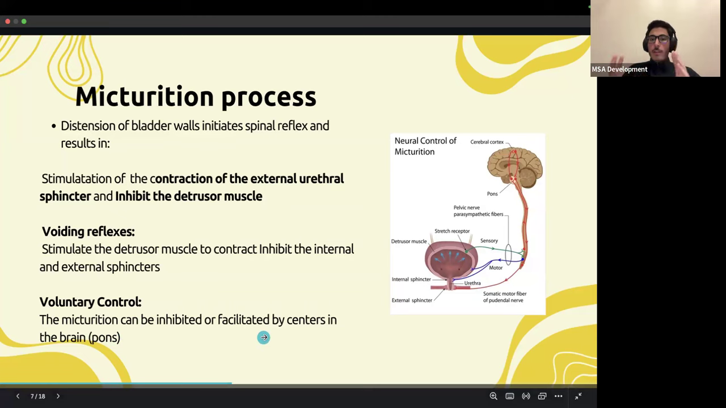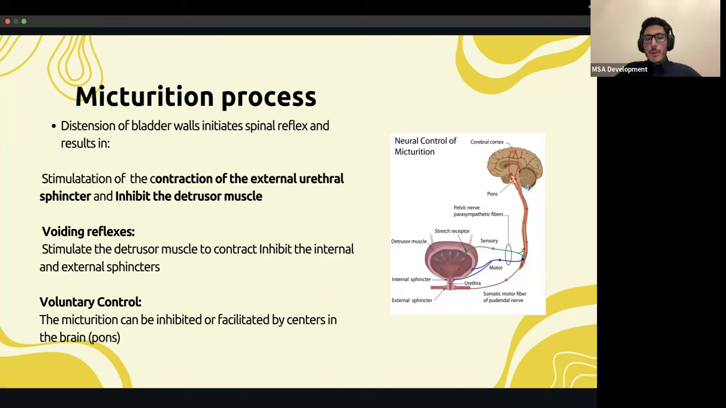And this process overall is facilitated by the brain, especially a specific part of the brain, which is the pons. Don't bother yourself with knowing which part of the brain, just know that it's in the brain. And the micturition centers are located in the pons.